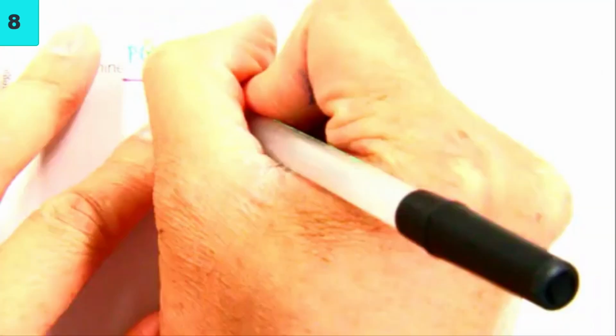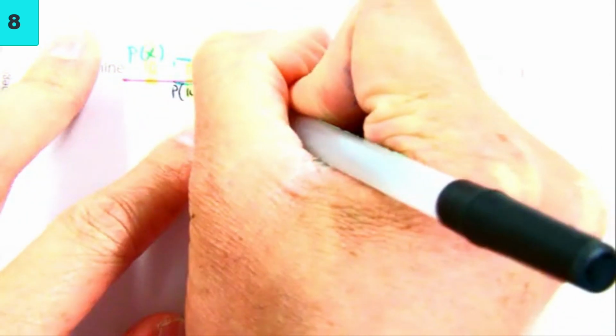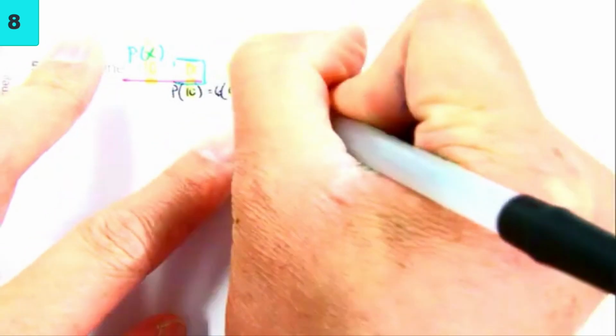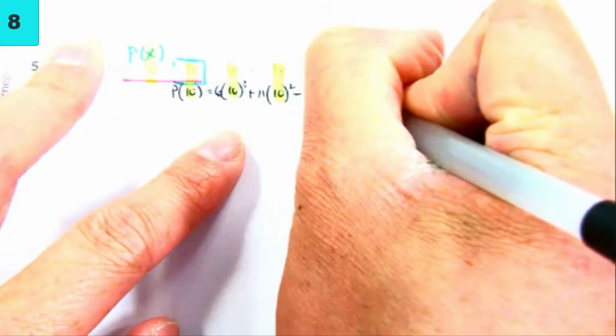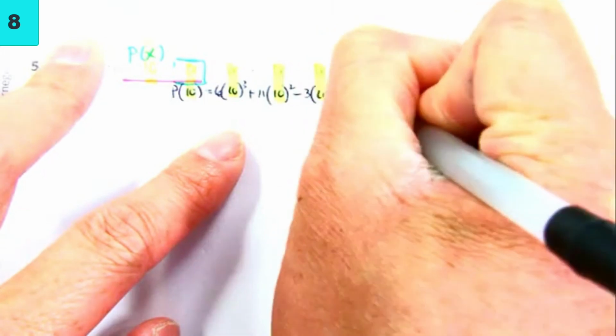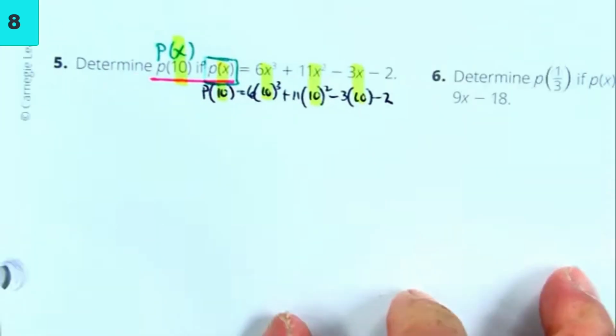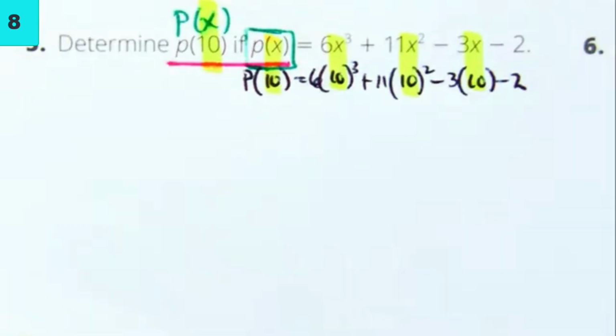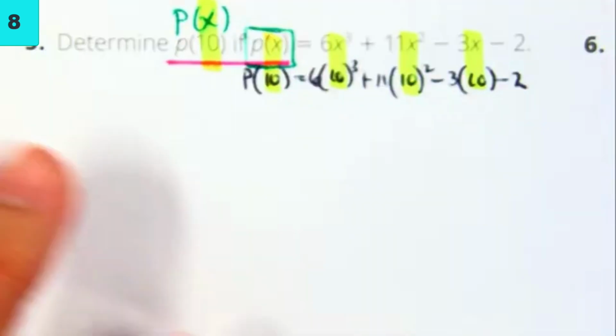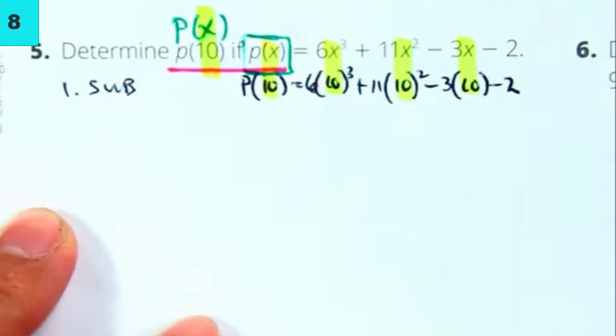So I have p of 10 equals 6 times 10 to the third power plus 11 times 10 squared minus 3 times 10 minus 2. Okay, all I did there was just a substitution. Let's write that on the side. What did I do? Number 1, substitute. The second thing I'm going to do is simplify.